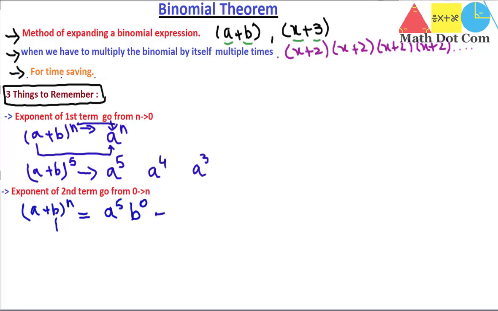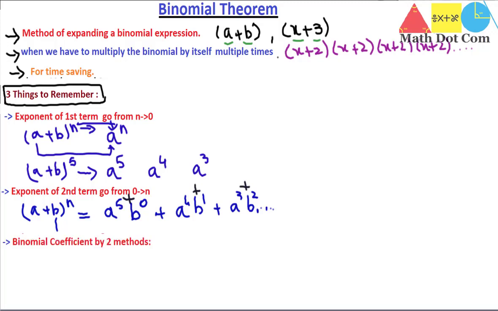So a5b0 plus a4b1 plus a3b2 and so on. So on means the power of a should go down to 0 and the power of b should go up to n. This is the second thing you have to keep in mind: the sum of their powers will always equal n. Here 5 plus 0 is 5, here 4 plus 1 is 5, here 3 plus 2 is 5, and so on. Now the last thing to remember, you can find the binomial coefficients by two methods.